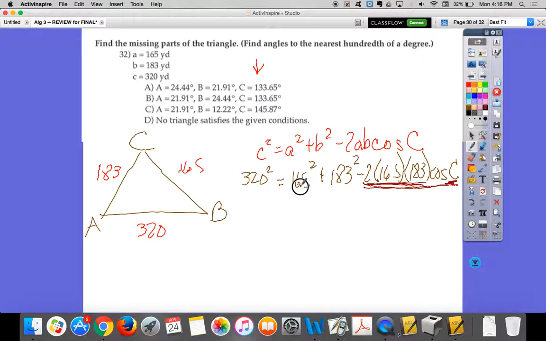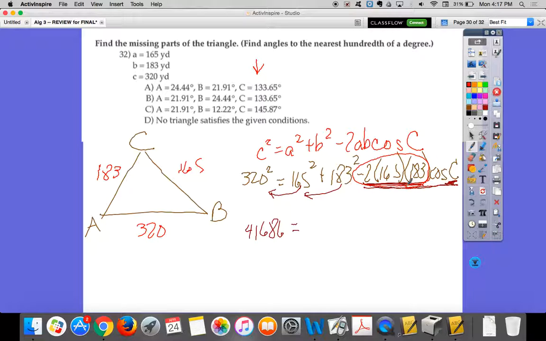So these two are like terms because they're just numbers. So we're going to type in 320 squared, and then we're going to subtract out 165 squared. We're going to also subtract out 183 squared. That gives us a large number, 41,686. Now I need to take these values right here and type them up.